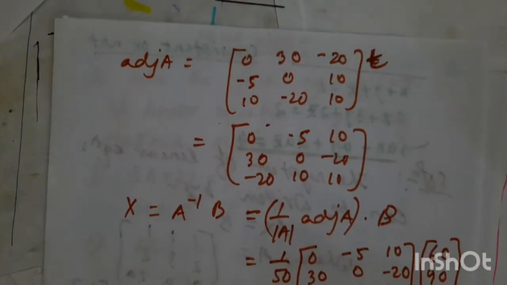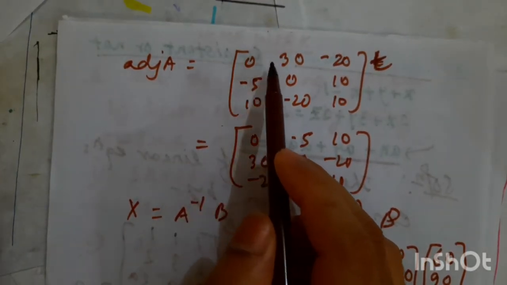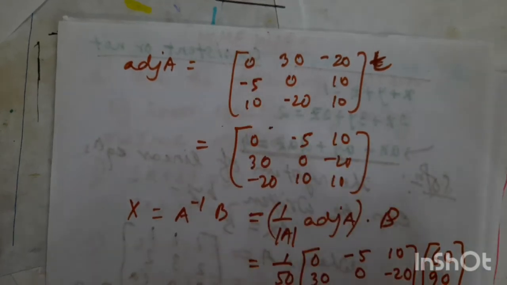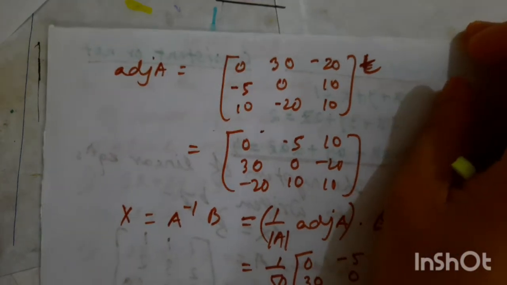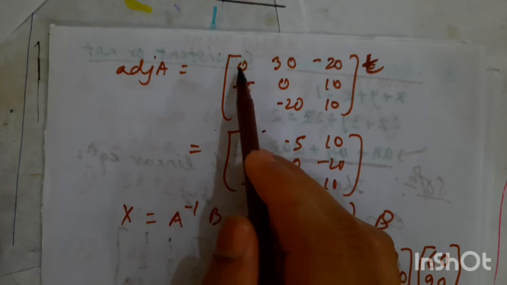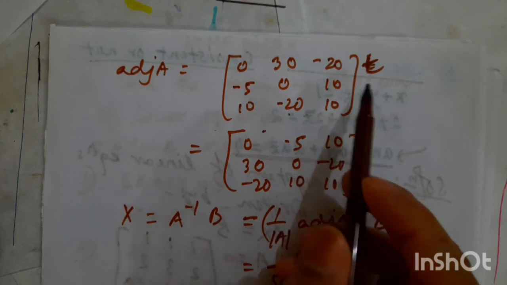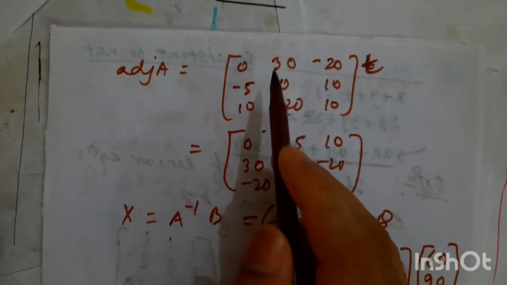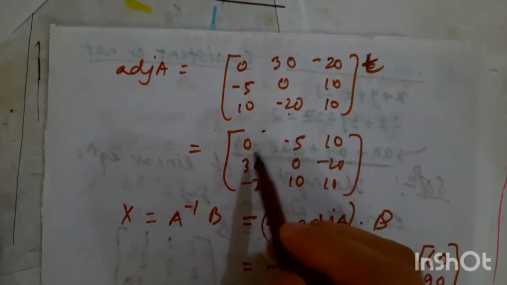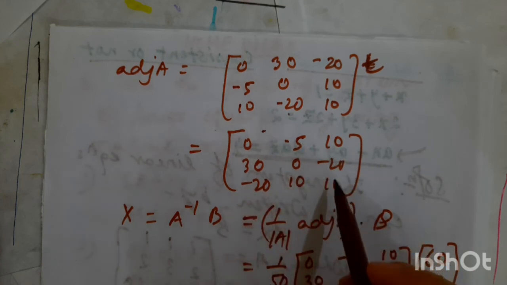Now to find A inverse, we have to find the adjoint of A. To find the adjoint of A, you have to take the cofactor of each and every element and take the transpose of the matrix formed by their cofactors. So the cofactors are 0 minus 5 10, 30 0 minus 20, 10 and 10. It is the cofactor of each and every element. I have to take the transpose of this cofactor matrix. So after taking the transpose, 0 30 minus 25, 0 10 10, minus 20 10.